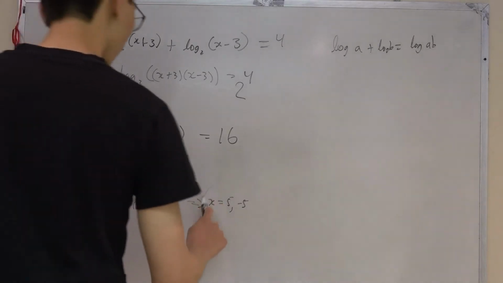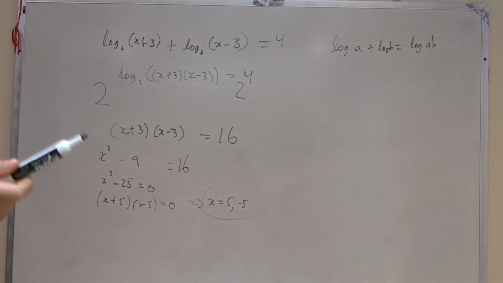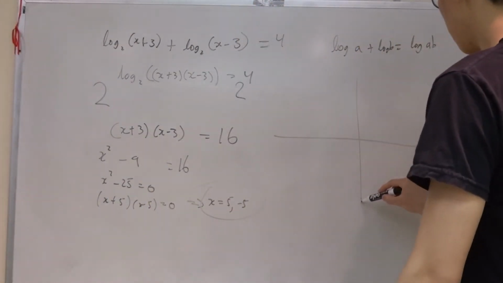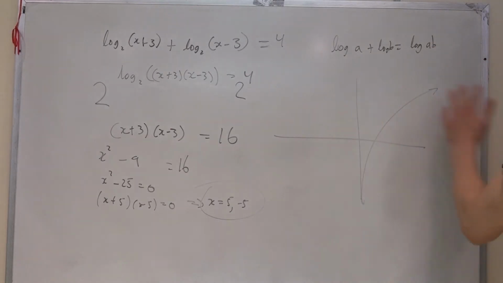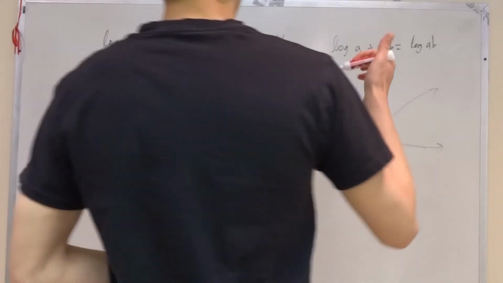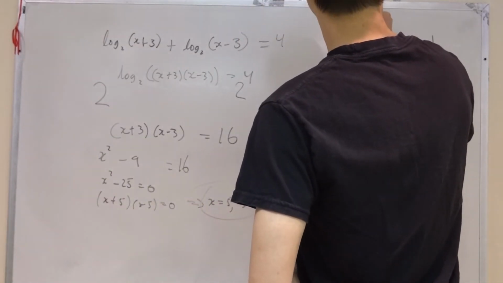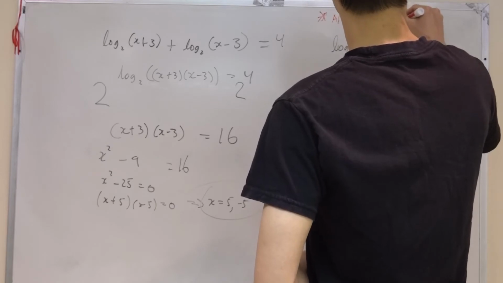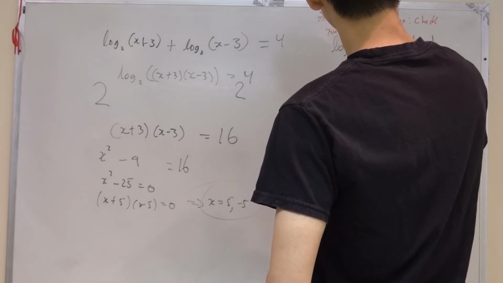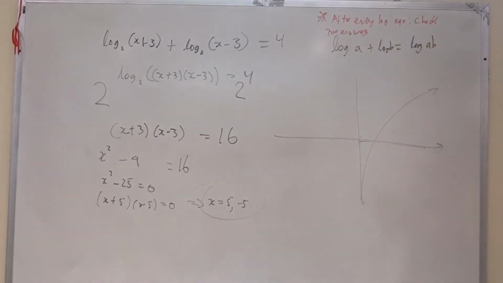These are the answers that we got algebraically, but we don't know whether they will actually work. Because remember, with logarithms, unlike exponentials, the domain of the logarithmic function is only the positive half of the real line. So that might be a problem. So what we need to do, I'm going to put a big warning here, is that after every log equation, check your answers. And this will help you spot any domain problems immediately.